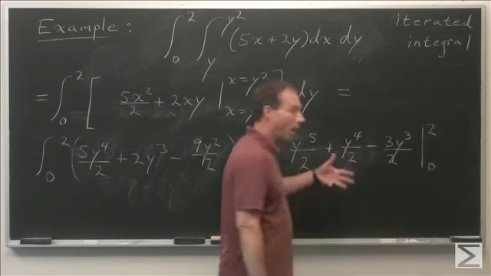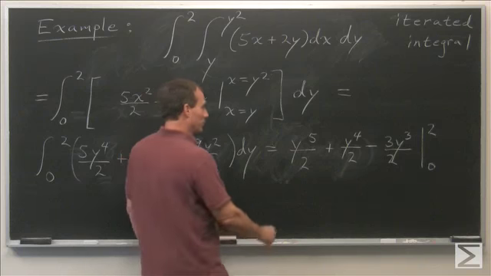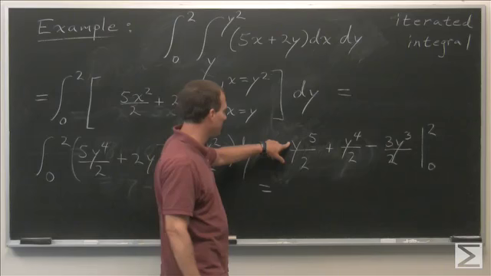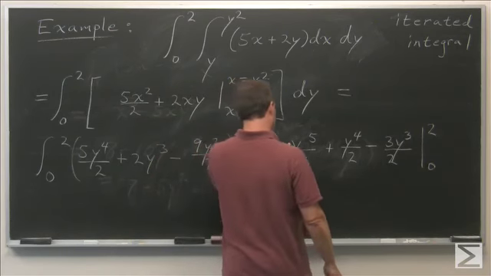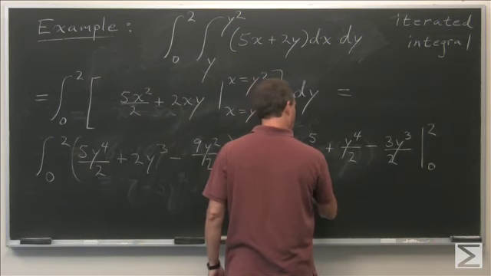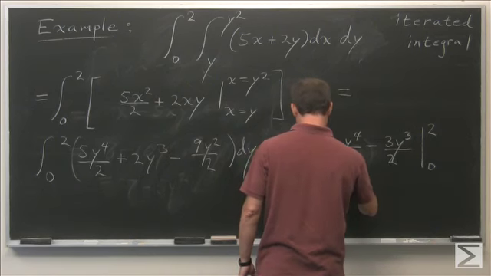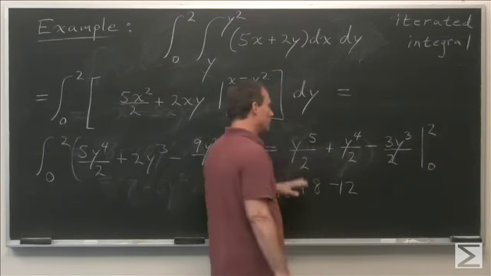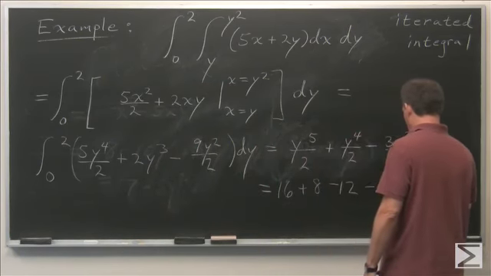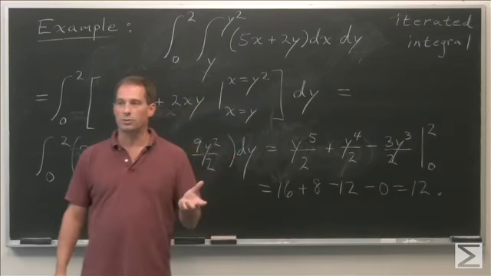I don't bother writing y equals 0 and y equals 2 because y is the only variable left, but it wouldn't be wrong to write that. You plug in 2, you get 32 divided by 2, 16. 16 divided by 2, 8. Then 2 cubed, 8 divided by 2, 4 minus 12. So we get 24 minus 12. Minus what you get at 0, but at 0 all the terms are 0. So you get 12.